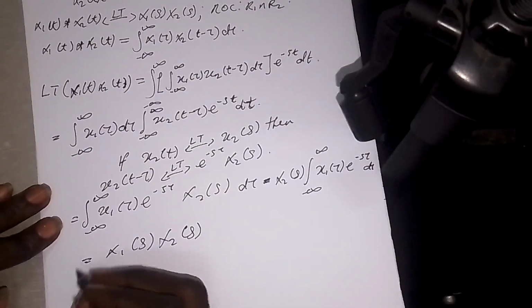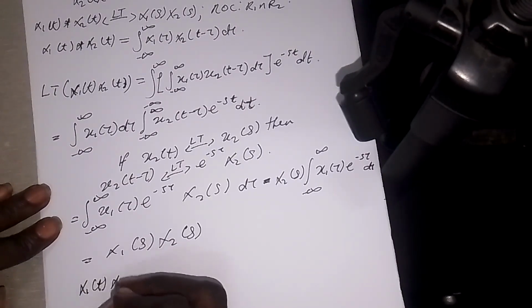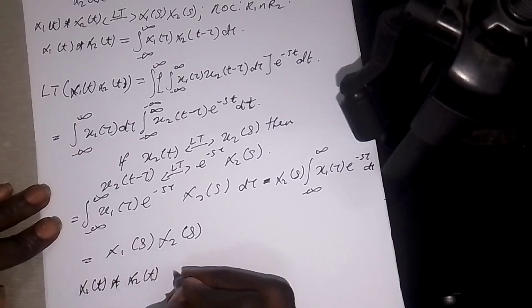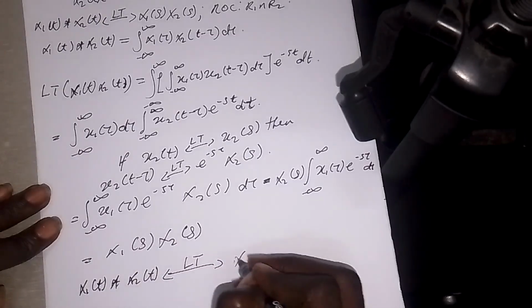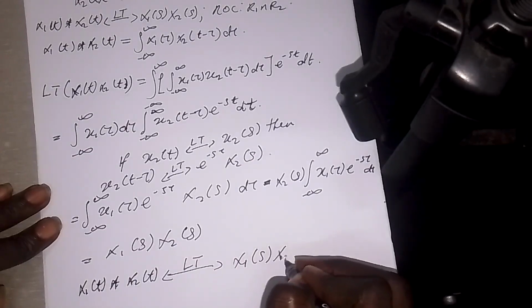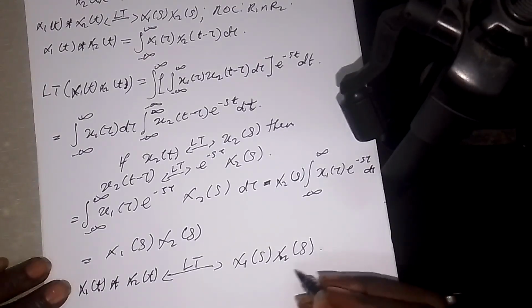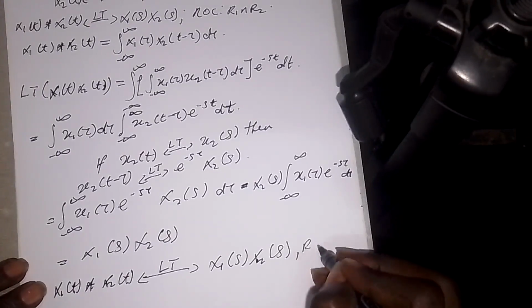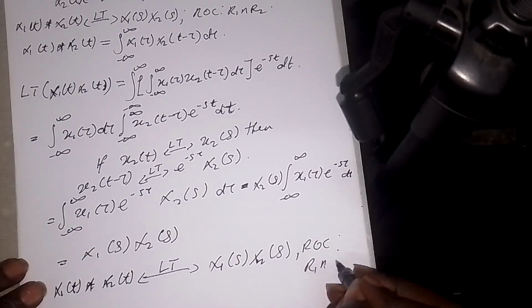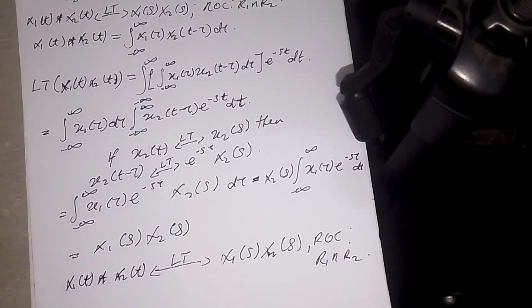So now what I can say is that the Laplace transform of x1 of t convolved with x2 of t is X1 of s into X2 of s. So basically, this is how you can do this one. And then your ROC is R1 intersection R2. Basically, that's how you can do this one. All right, so we can go to another property.